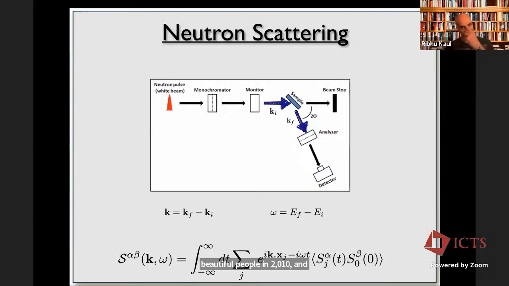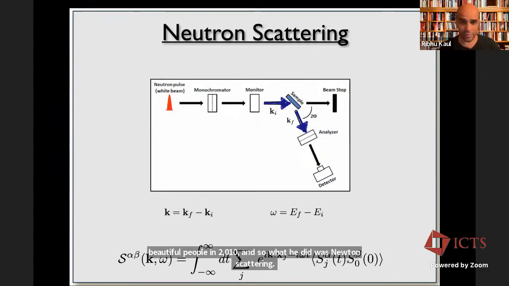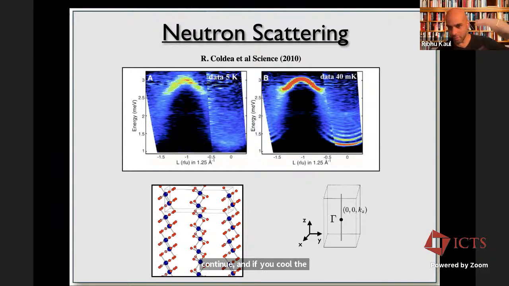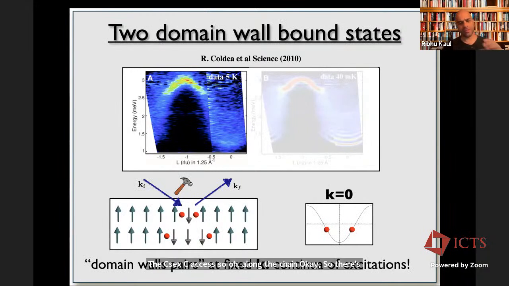And so what he did was neutron scattering. And again, since this is a conference on frustrated magnetism, I don't have to show you what neutron scattering is. But this is the neutron scattering intensity for a momentum along the chain C direction and the energy. And what it shows at 5 Kelvin is that you have some very broad continua. And if you cool the magnet down to 40 millikelvin, this broad continua splits up into resonances, which are shown on the right. Again, I've shown the Brillouin zone over here on the corner. And you see that the Brillouin zone is also, I don't know what you call it, a cuboid maybe. And so the cut that I'm showing you over here is in the 0, 0, KZ direction. Okay, so KX and KY are 0, and KZ is the direction along the C axis, along the chain.